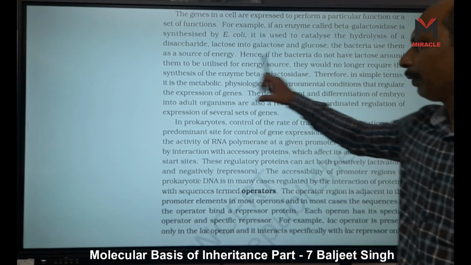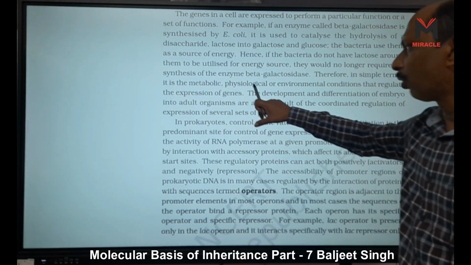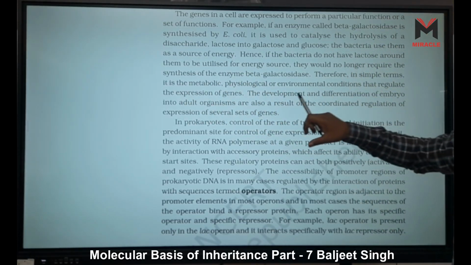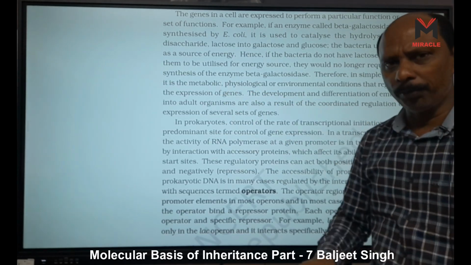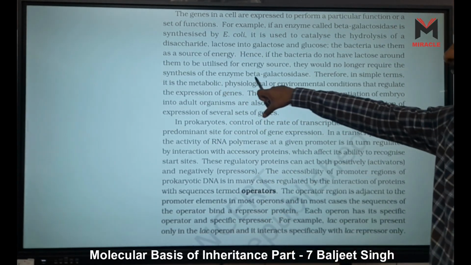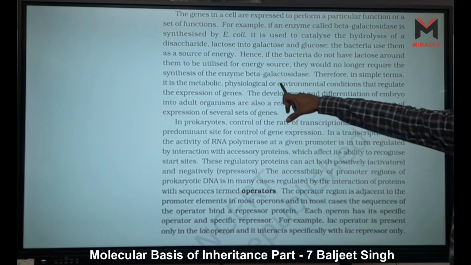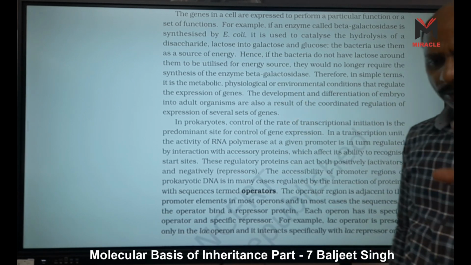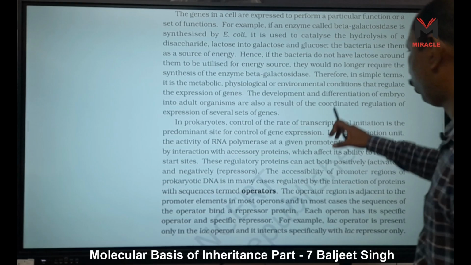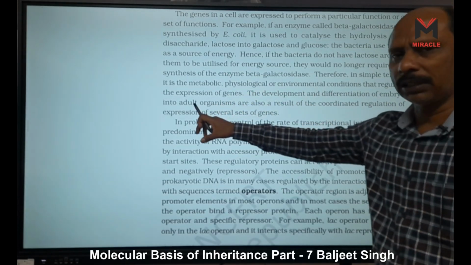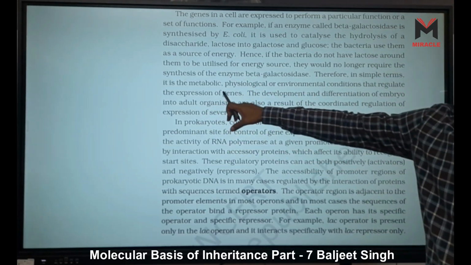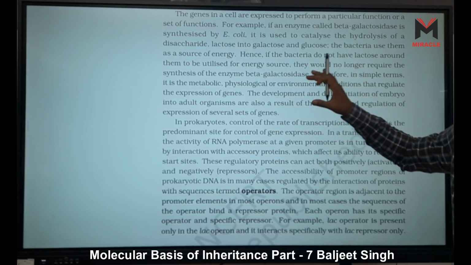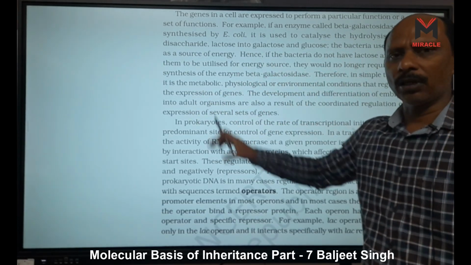Therefore, in simple terms, it is the metabolic, physiologic or environmental condition, such as the presence of lactose sugar around E. coli, that regulates the expression of genes. Metabolic, because breakdown is involved; physiological; and environmental. They regulate the expression of genes.